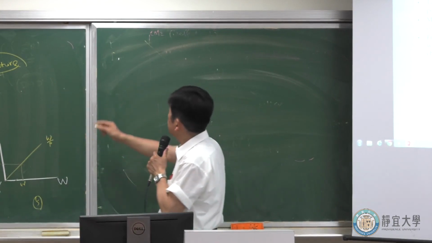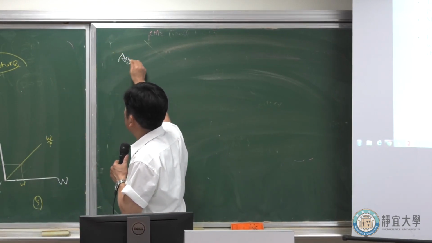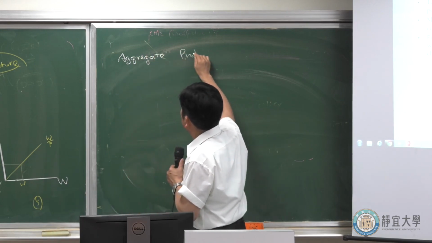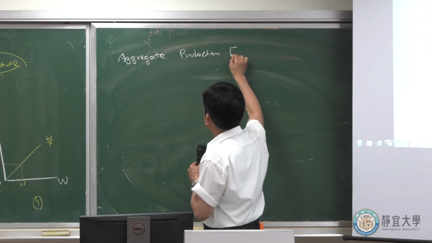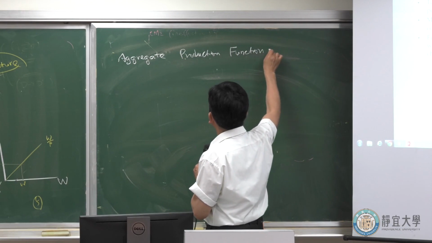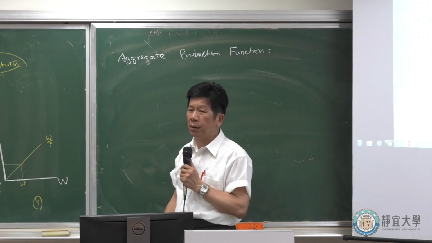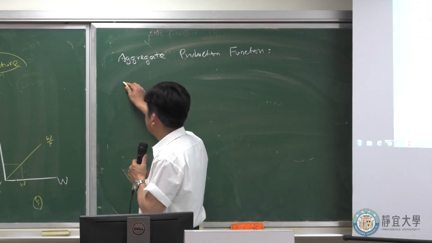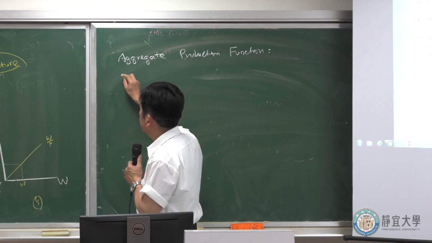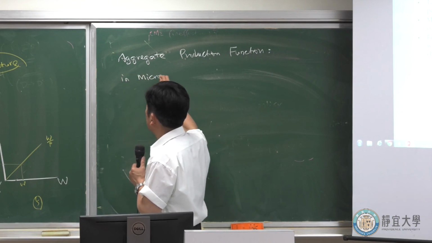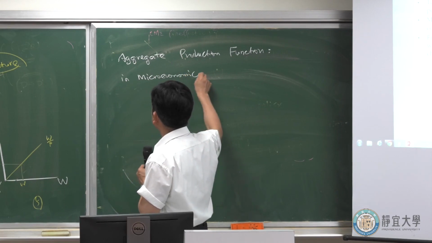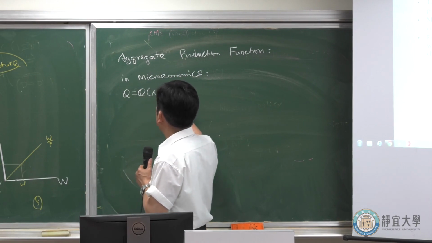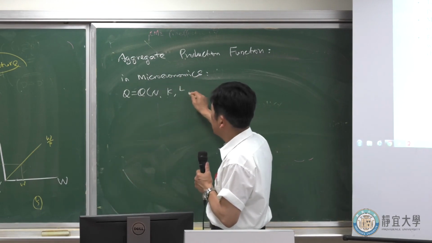So here, we call this the aggregate production function. The first thing you need to remember, for example, in microeconomics, is that we use Q equal to Q of N, K, L, E, and this is Z or T, another one.